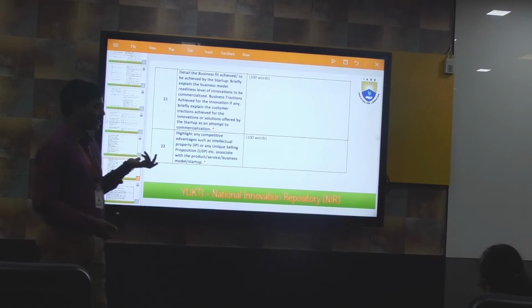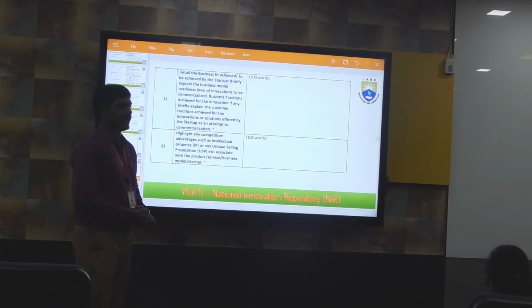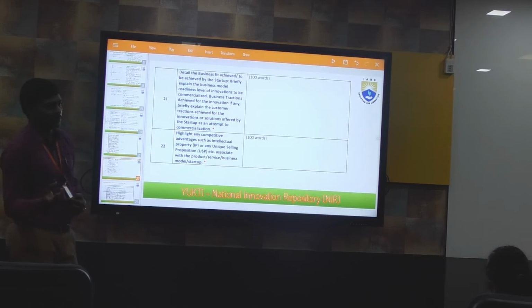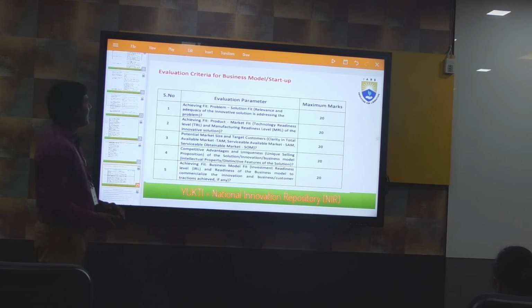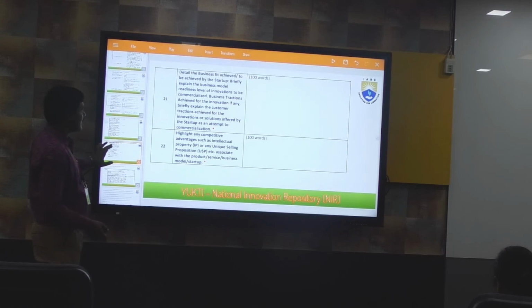Generally, whenever someone is going to make a startup, they will at least have some USP, that is, a unique selling point, or some IP element. They have to mention it here. And this is all that the startups have to fill in this particular form.